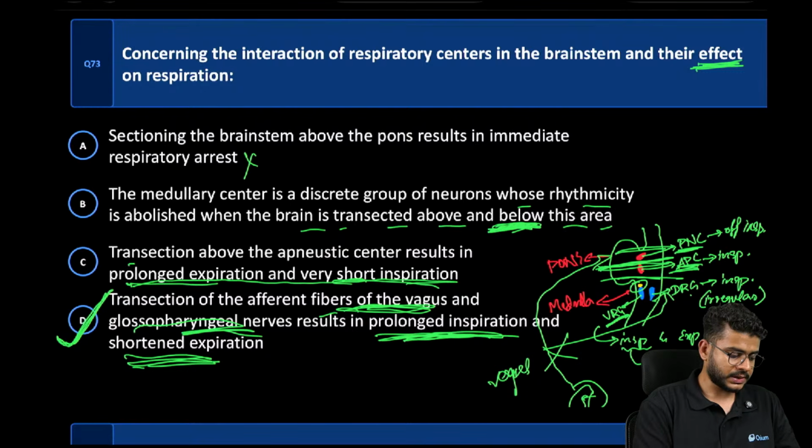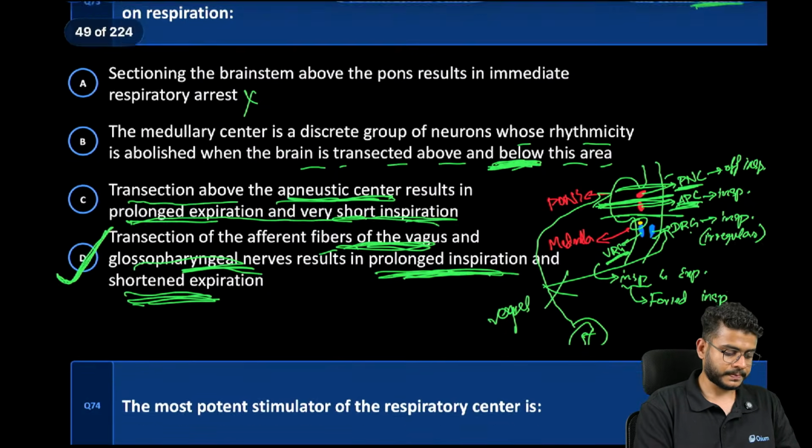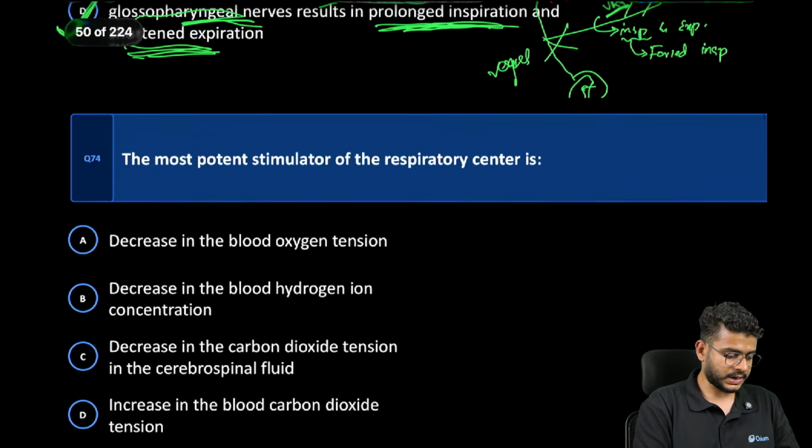In this case, transection above the APC destroys the PNC, but still the vagus nerve is intact. Okay, let's go to the next question.